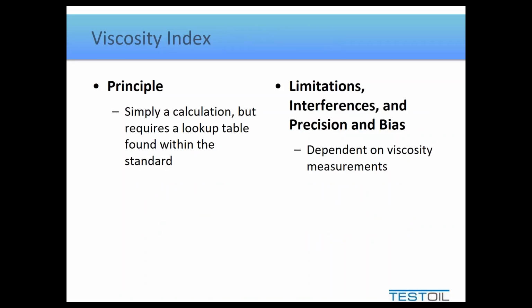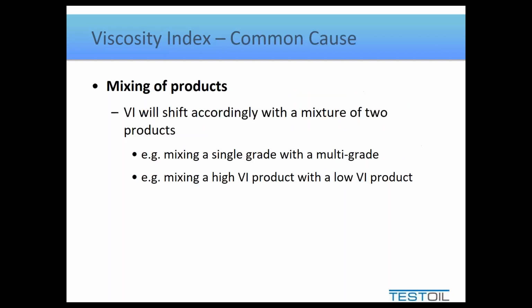The principle of this test, like I said, is just a math calculation. It is based off of a 4-variable equation. Two of the variables are the 40-degree and 100-degree viscosity from viscosity measurements. The other 2 variables are from a lookup table. So in terms of limitations and whatnot, that's all the same as viscosity. So we don't need to discuss that.